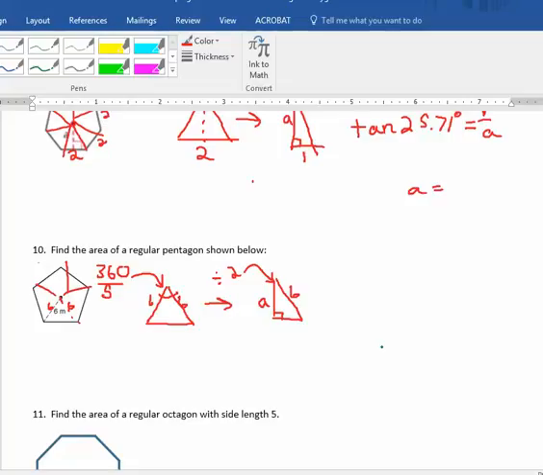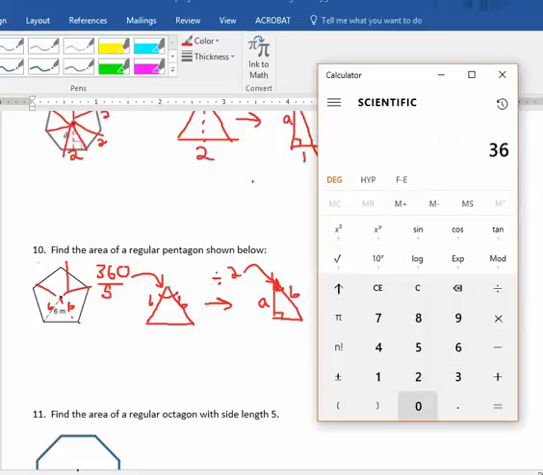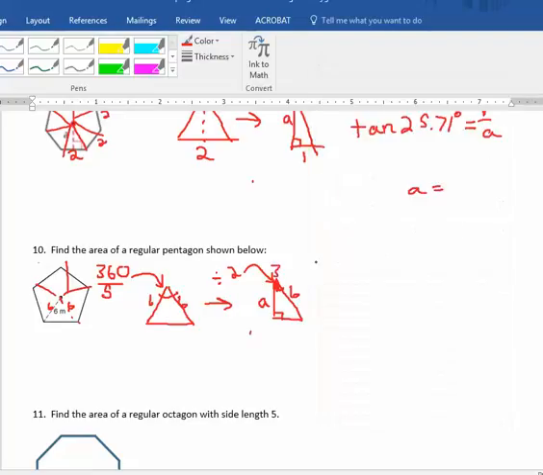And once you have that, you're not going to use tangent for this one, because in this one, we're going to find this angle. Let's see what it is. 360 divided by 5 is 72. Divide that by 2 to get 36. So we don't want to take the tangent of 36 because we don't know this side. The tangent of 36 would be an unknown over an unknown.